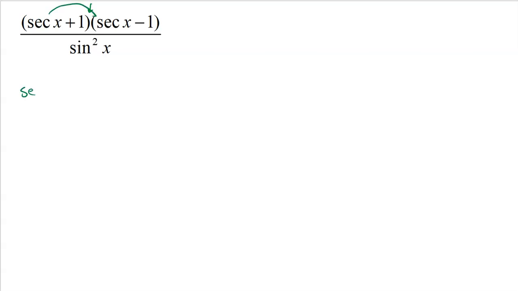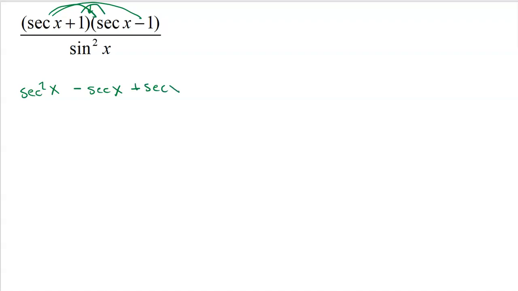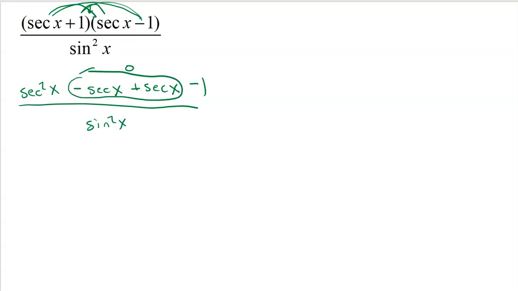Secant times secant is secant squared. Secant times negative 1 is negative secant. On the inside, 1 times secant is positive secant. Ooh, I'm going to like that in a minute. And then 1 times negative 1 is negative 1, divided by sine squared of x. Now, what's going to happen really nicely is that a negative secant and a positive secant make a 0, so they're gone. So I get secant squared of x minus 1 divided by sine squared of x.